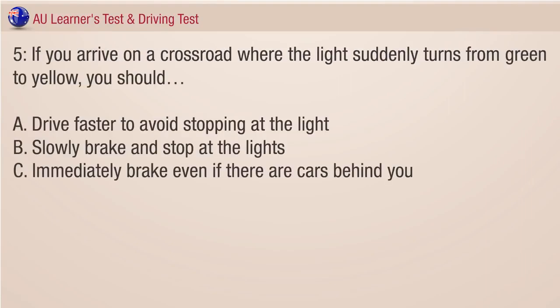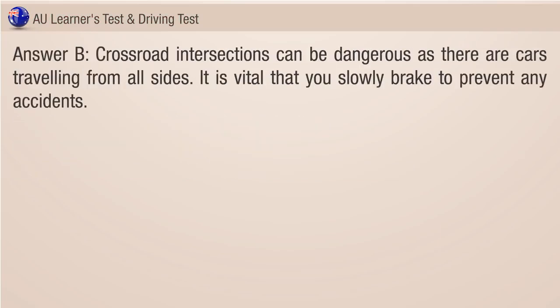Question 5. If you arrive on a crossroad where the light suddenly turns from green to yellow, you should: A. Drive faster to avoid stopping at the light. B. Slowly brake and stop at the lights. C. Immediately brake even if there are cars behind you. Answer B. Crossroad intersections can be dangerous as there are cars traveling from all sides. It is vital that you slowly brake to prevent any accidents.